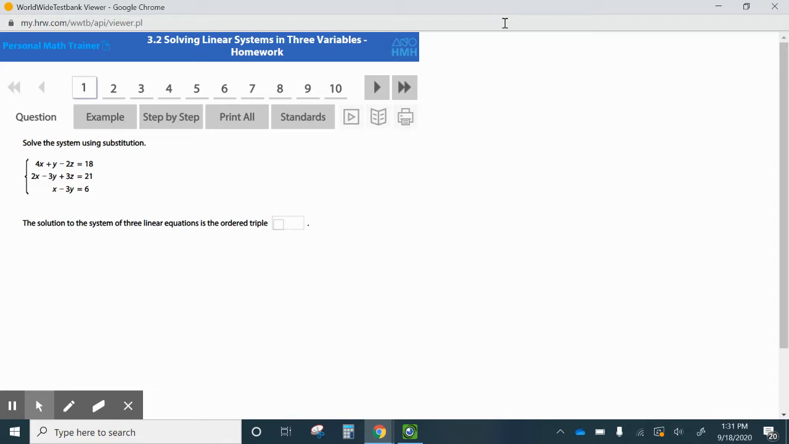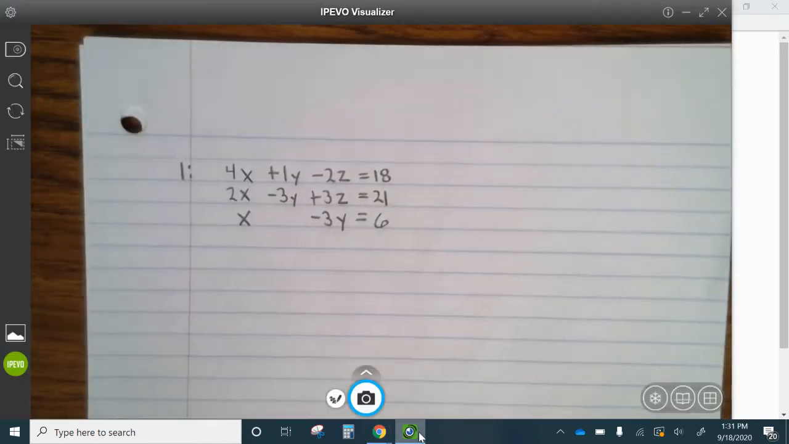Okay, so right now what I'm doing is I'm writing down question number 1. Solve the system using substitution. So I'm going to write down these systems. 4x plus 1y minus 2z equals 18. 2x minus 3y plus 3z equals 21, and then x minus 3y equals 6. Okay, so there you are.